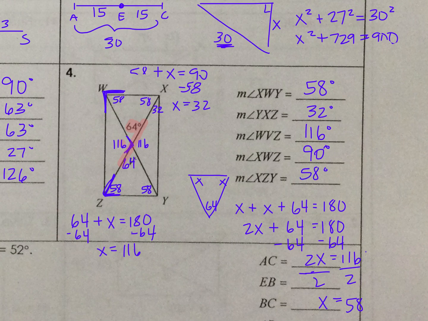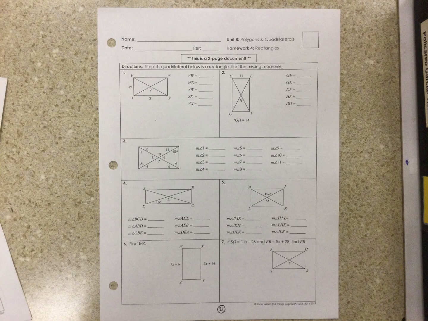All right, I would like you to flip over to page 21. I need you to use everything we've talked about on the front side to do number 1 and number 5. Thank you.